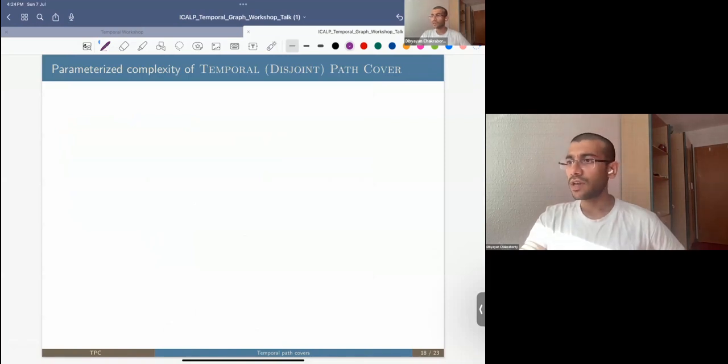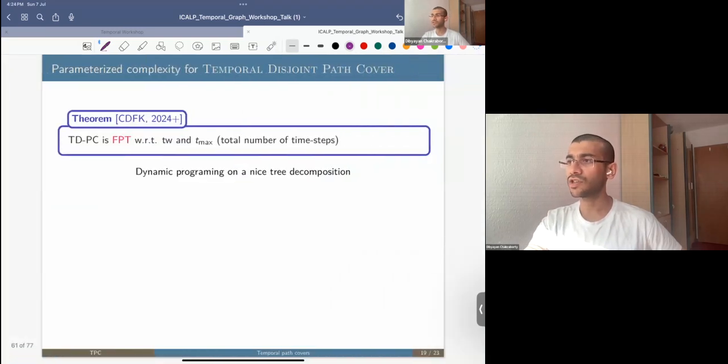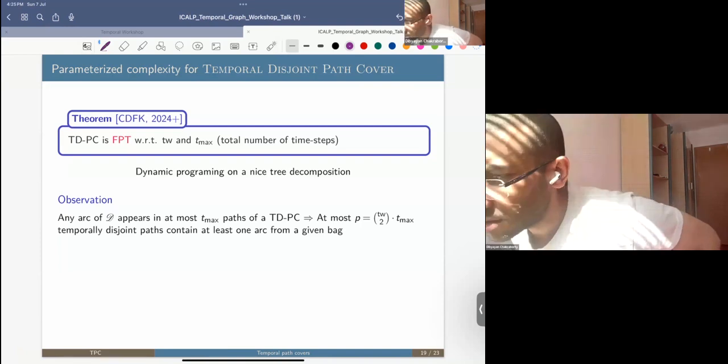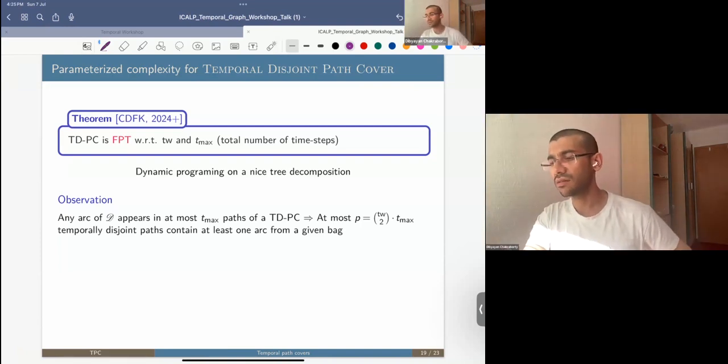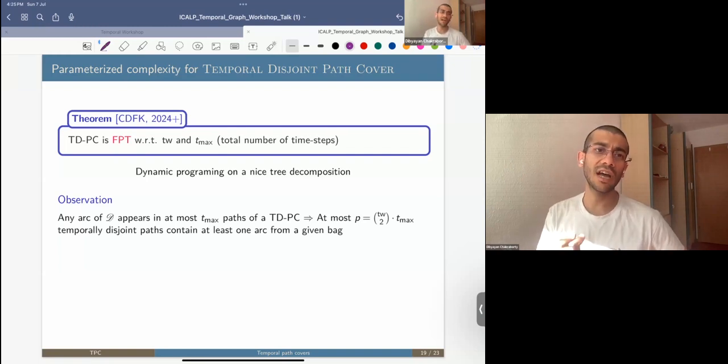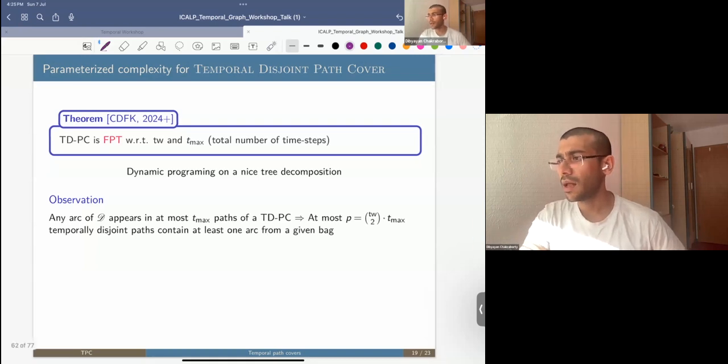So now what we look at is the parameterized complexity of temporal path cover and disjoint path cover. And we show that temporal disjoint path cover is fixed parameter tractable with respect to the tree width and also the total number of time steps. It's a standard dynamic programming which is based on these two observations. I will not go into more details, but basically we guess everything because it's a partition. Because the temporal paths that we want have to be temporally disjoint, it becomes FPT, and you do a standard dynamic programming on the tree decomposition.